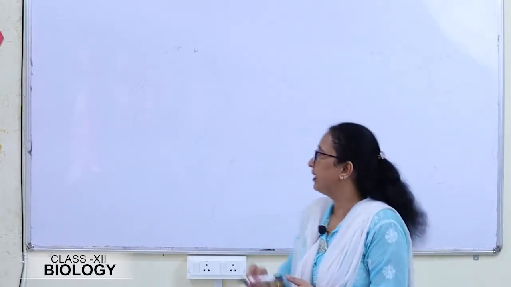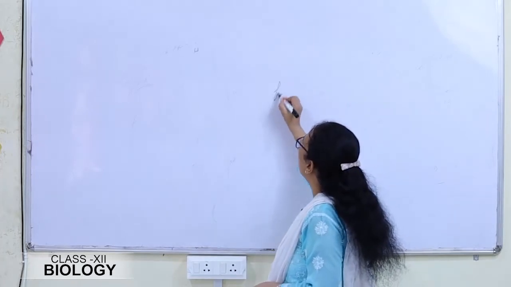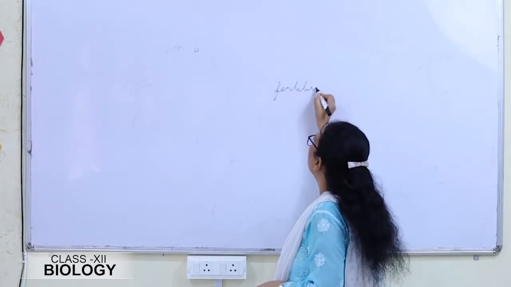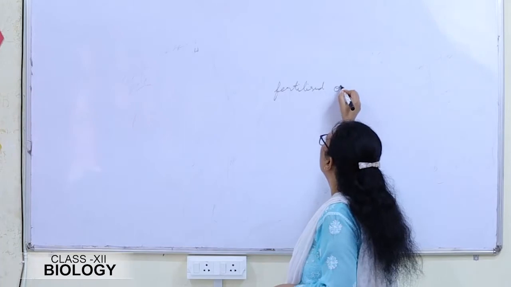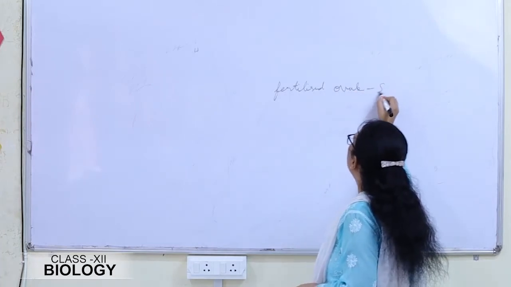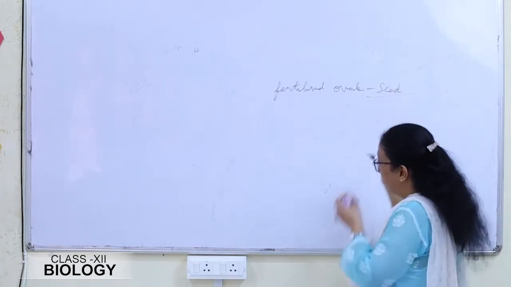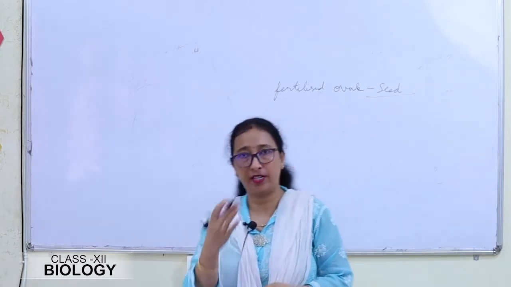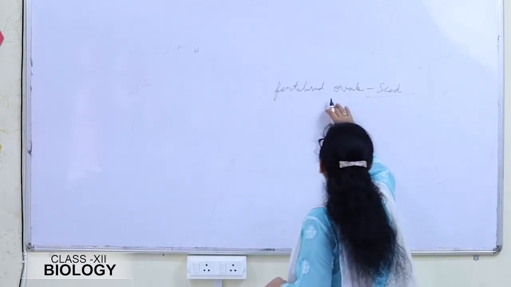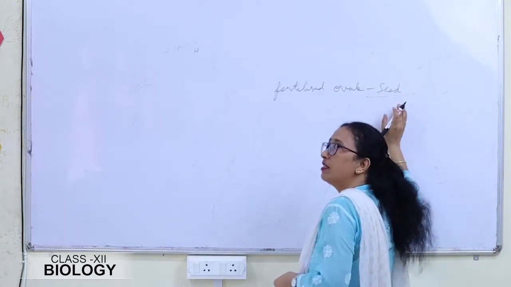Now, when we have dealt with monocot embryo, dicot embryo, and endosperm, so now we will see seed. What is seed? Can we say the fertilized ovule is a seed? We had seen how the embryo develops, how the endosperm is formed, and what the fertilized ovule is. Fertilized ovule is your seed.